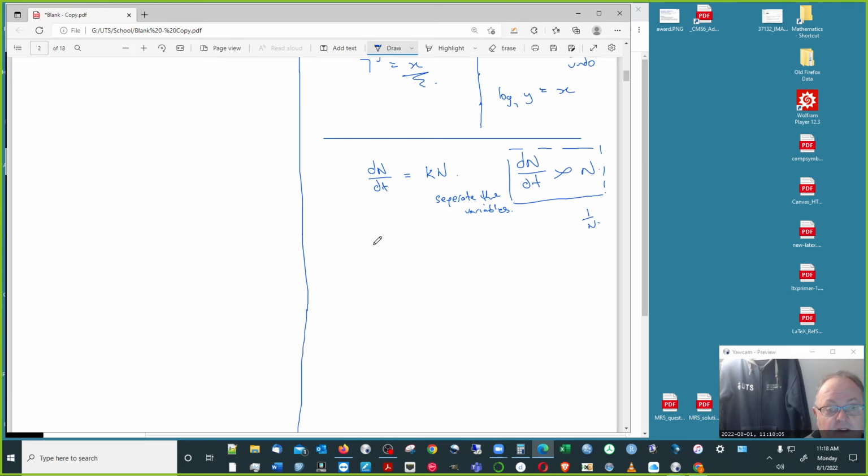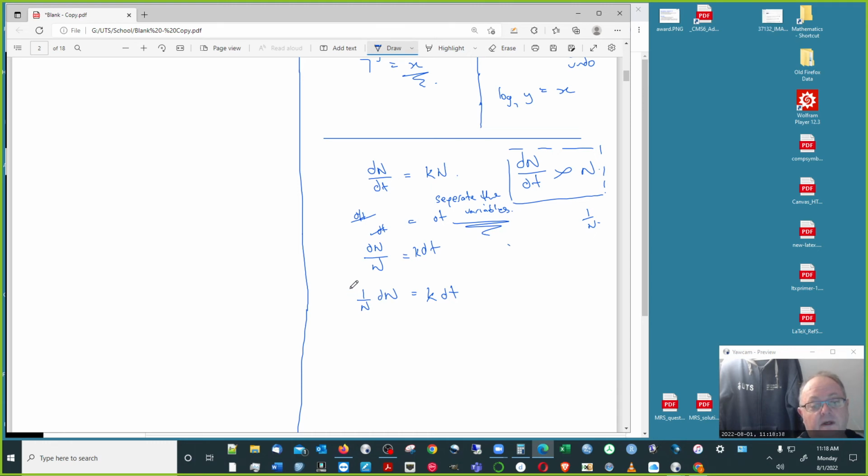So what we're going to do is separate the variables. So I'll have dn over n, so that's bringing that n down, and then I'll put the dt up, cross multiply. So what this means is I've got 1 over n dn equals k dt. Okay, so I've separated the variables.